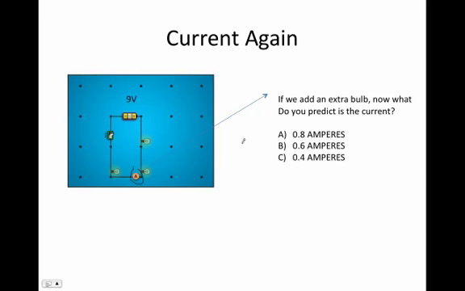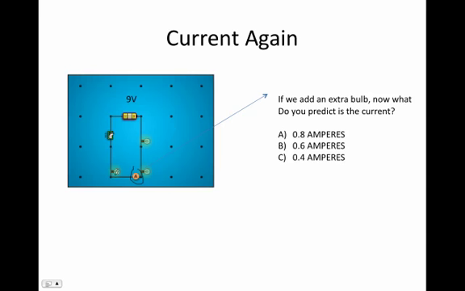What would you guess? Well, if we add another bulb, what does that do to how fast the electrons are flowing? The analogy might be we're driving along a highway, and what if we increase the number of speed bumps along the highway? What would that do? Instead of having 2 speed bumps, we now have 3 speed bumps. What would that do to the speed of the cars, which are the electrons? It would slow them down.